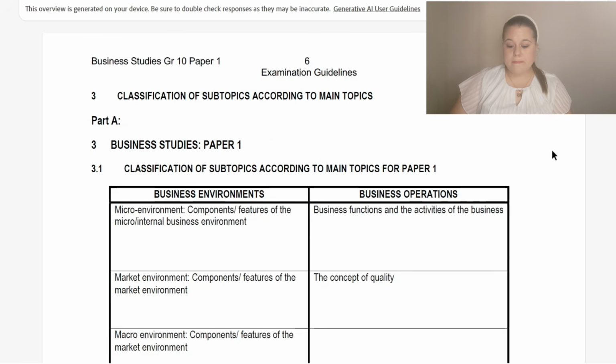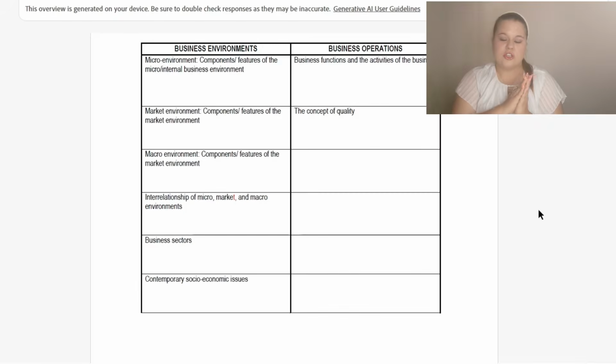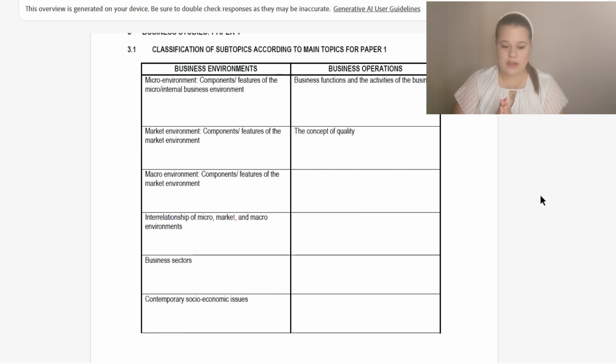All right, so paper 1. So here is the structure for paper 1. So you'll see that there are 2, 4, 6, 8 chapters. Only these chapters will be assessed and asked in your paper 1. So we have business environments and business operations. In business environments, we have the micro environment, the market, and the macro environment, the interrelationship between these 3 environments, business sectors, and contemporary socio-economic issues.